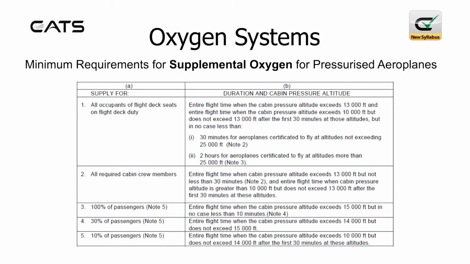The supply is for 100% of the passengers, entire flight time when the cabin pressure altitude exceeds 15,000 feet, but in no case less than 10 minutes. For 30% of passengers, entire flight time when the cabin pressure altitude exceeds 14,000 feet, but does not exceed 15,000 feet. 10% of the passengers, entire flight time when the cabin pressure altitude exceeds 10,000 feet, but does not exceed 14,000 feet after the first 30 minutes at these altitudes.